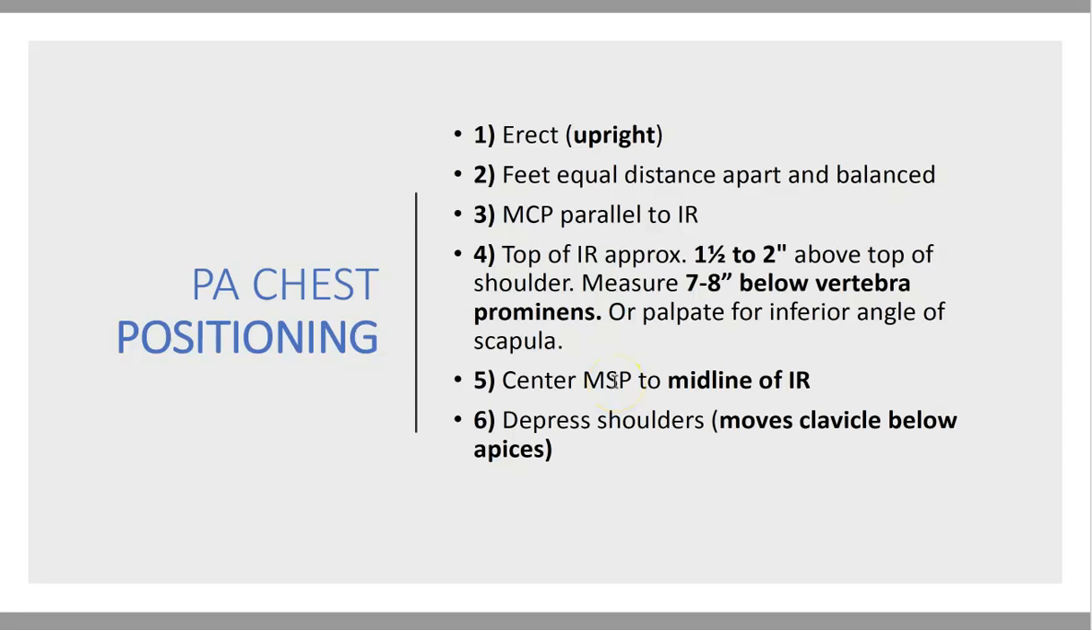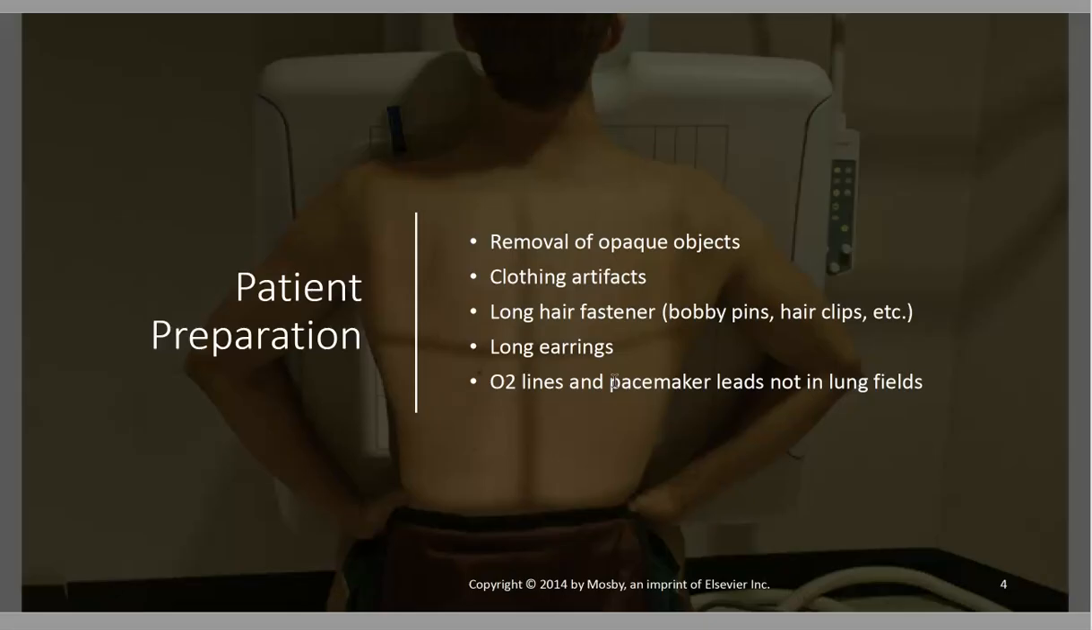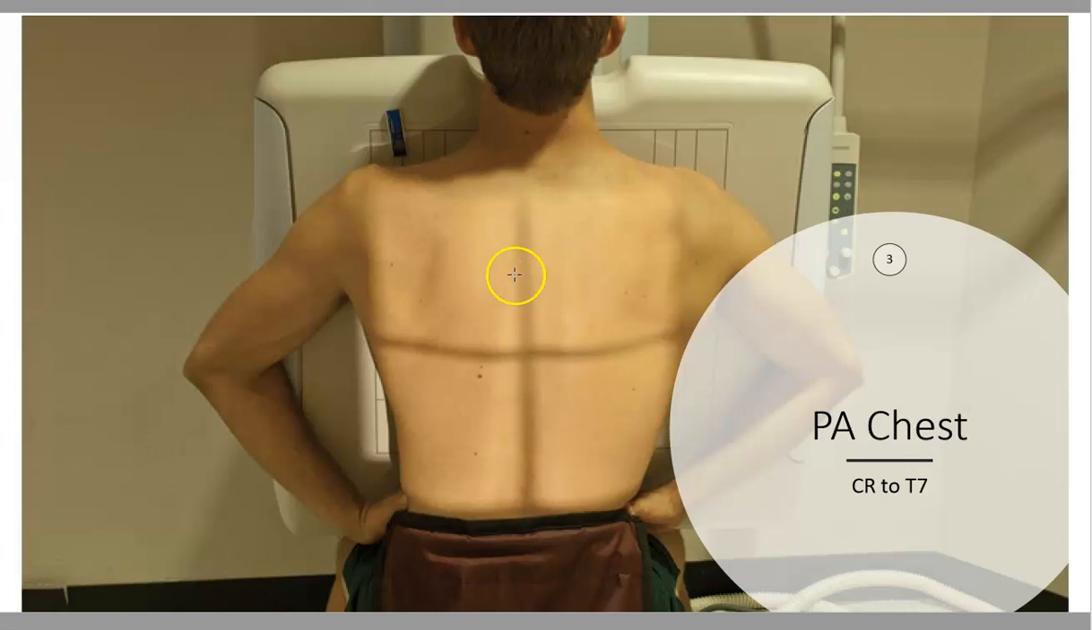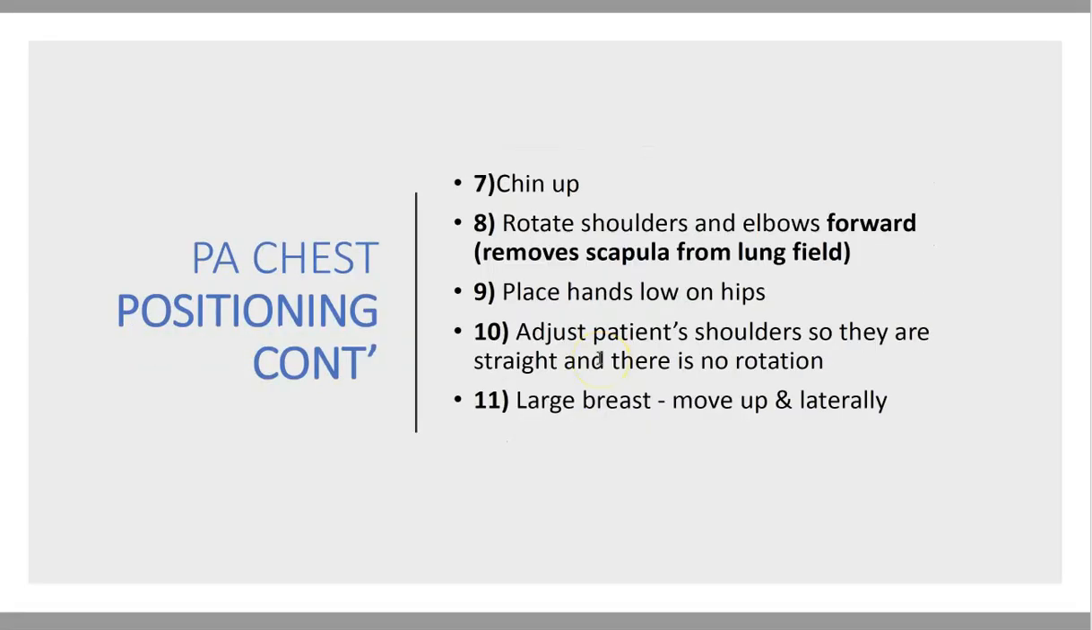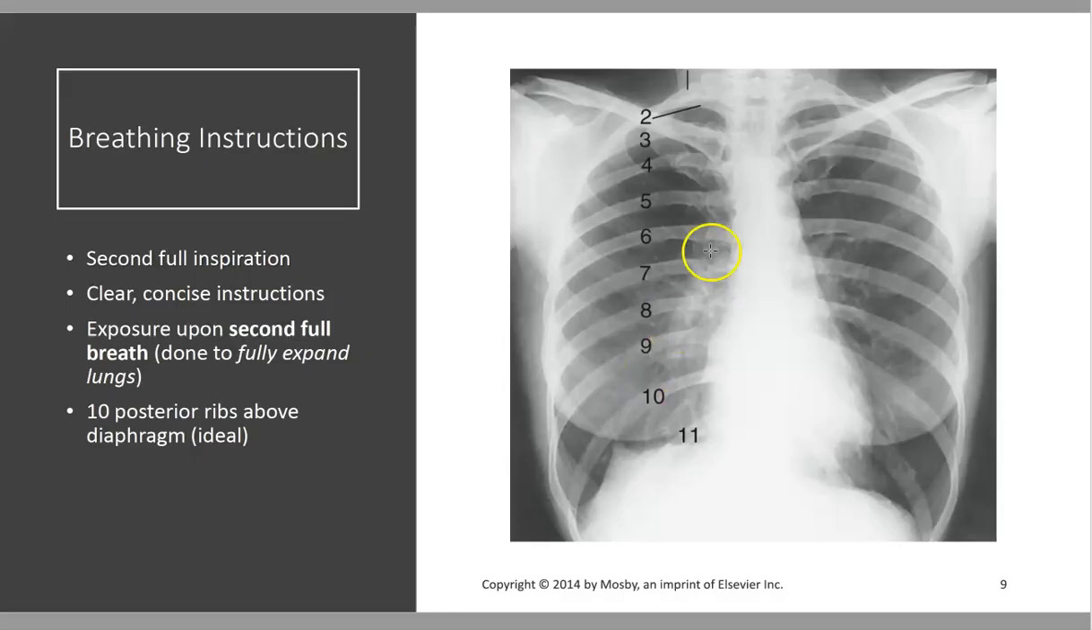Make sure that vertical shadow line that we talked about earlier, that's MSP. And again, this is lined up with T7. Chin up, rotate shoulders forward. We're trying to get anything and everything we can out of the lung field.